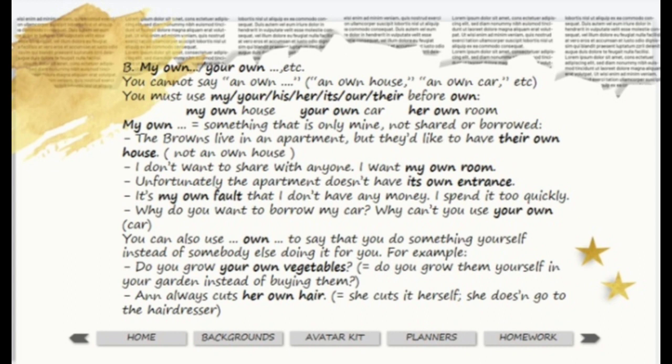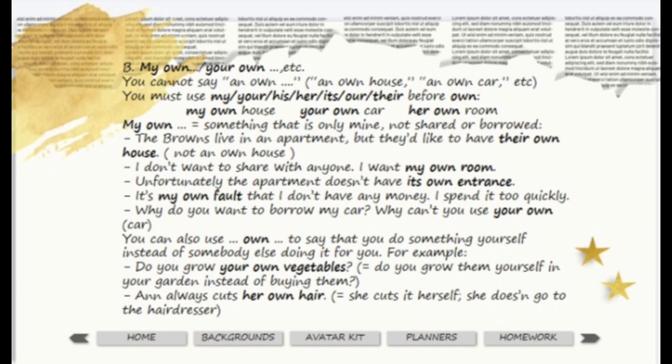You cannot say an own house, an own car and etc. But you must use my, your, his, her, its, our, and their before own. For example, my own house, your own car, and her own room. My own means something that is only mine, not shared or borrowed.